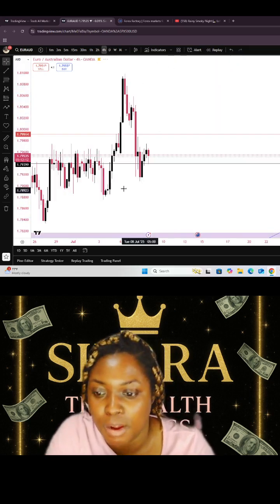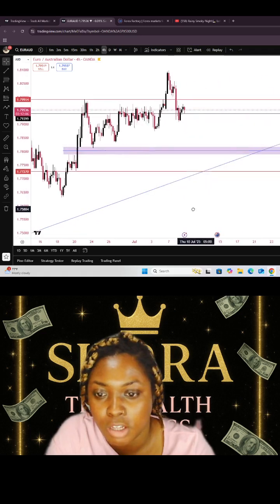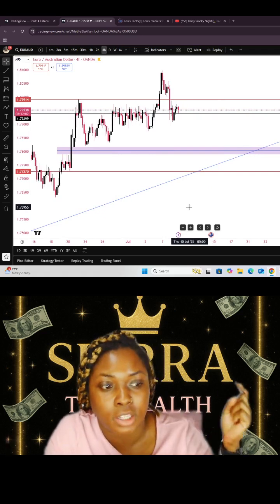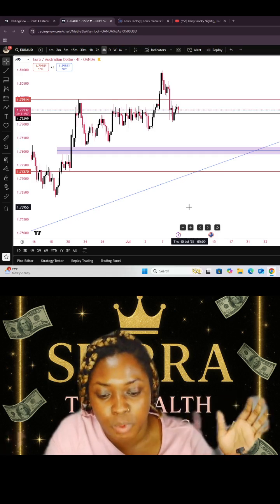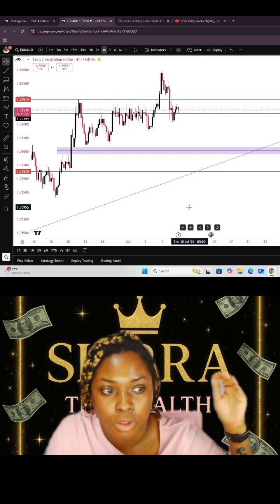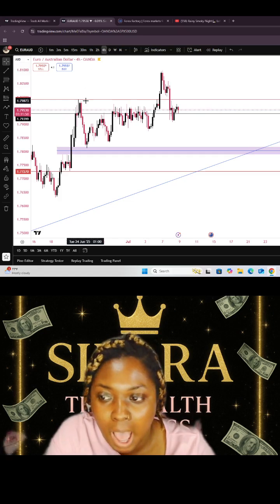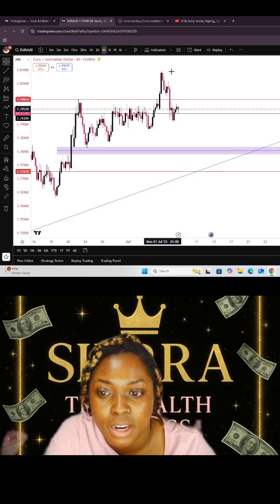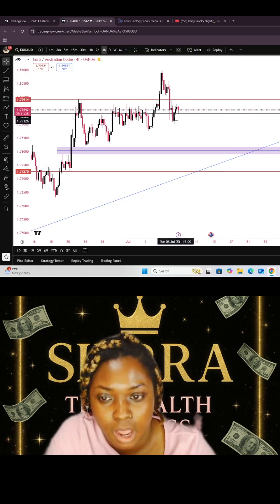I'm going to come down to my 4-hour. And since I'm looking for a CRT play, one of my confluences with CRT is called a run on liquidity. A run on liquidity is basically when price runs a high or the low of the previous candle. Remember, I marked up the high of my previous monthly candle with this red line. So price came outside of this red line and then it came back into this red line.